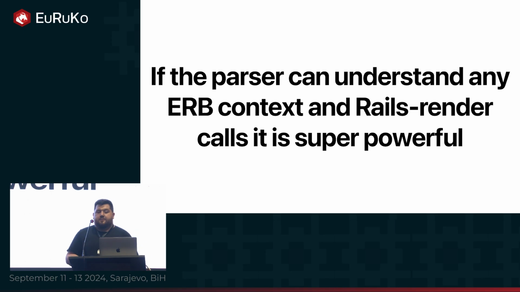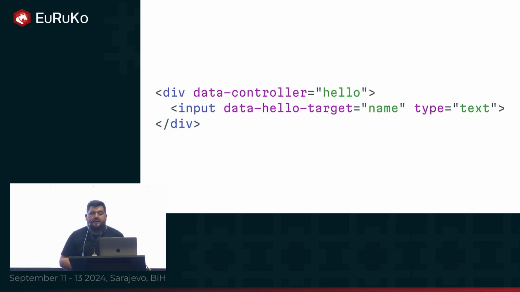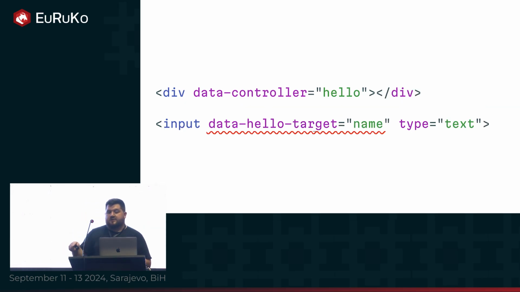And the other thing is, if the parser would understand the Rails render calls really well, we could also provide more advanced diagnostics. So if you look at this example here, we need to put the target within our controller containing element. So if you put this outside of the element, we could say today that you are referencing a target which is not within a controller.